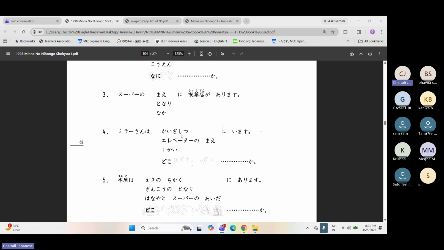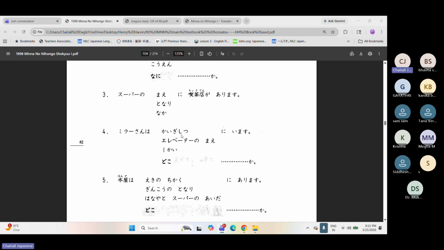Yes, ma'am. Mira-san wa erebeta no mae ni imasu. So Mira-san is in front of the elevator. Mira-san wa ichikai ni imasu. Mira-san is on the first floor. This ichikai is your first floor. Kai is your counter for floor. Okay? Are we clear, everybody? Yes, ma'am.